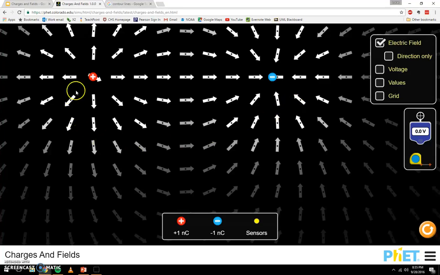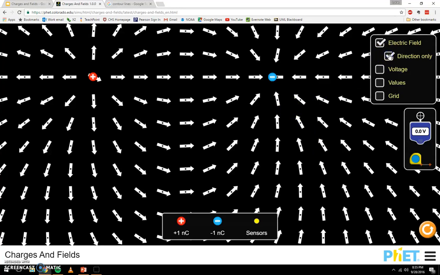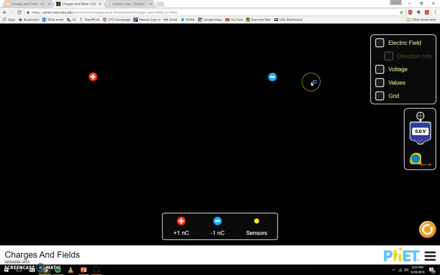The magnitude of the electric field is shown here as the brightness of the arrow. Notice that it's getting weaker and darker as you get away from these charges. You have the option of showing just the direction if you don't actually care to see the magnitude indicated that way. Or you could actually turn the whole thing off altogether and just not show it.